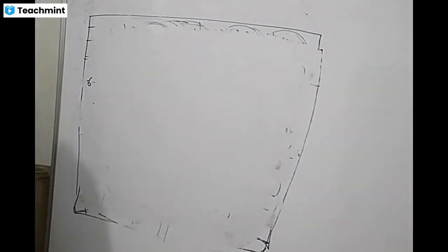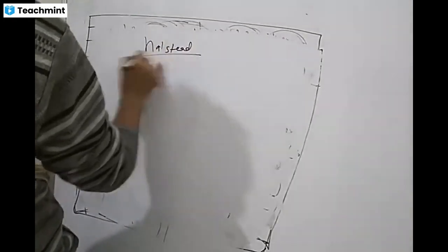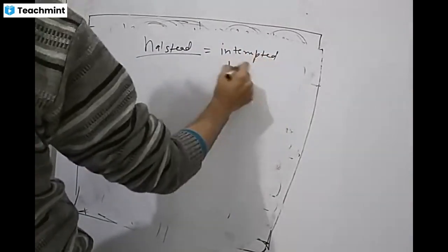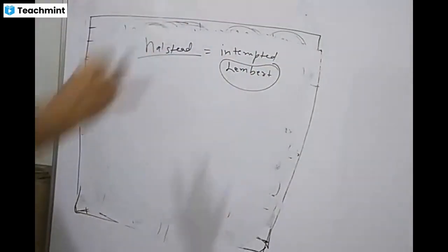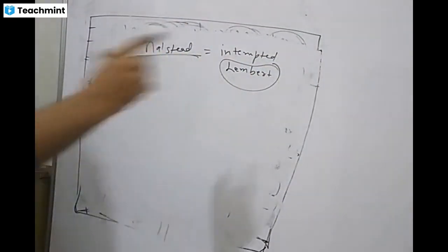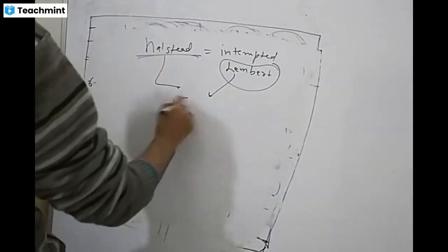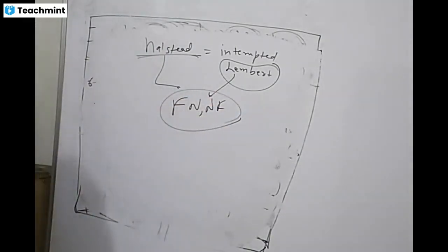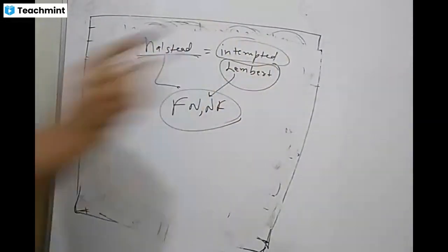Then there are more interrupted patterns. One is Halsted. Halsted is nothing but your interrupted Lembert. In continuous, we'll see what is the Lembert. So the interrupted pattern of Lembert is called Halsted. And this Lembert pattern is nothing but far, near, near, far type. So Halsted is also a far, near, near, far type. But in which manner it is interrupted.